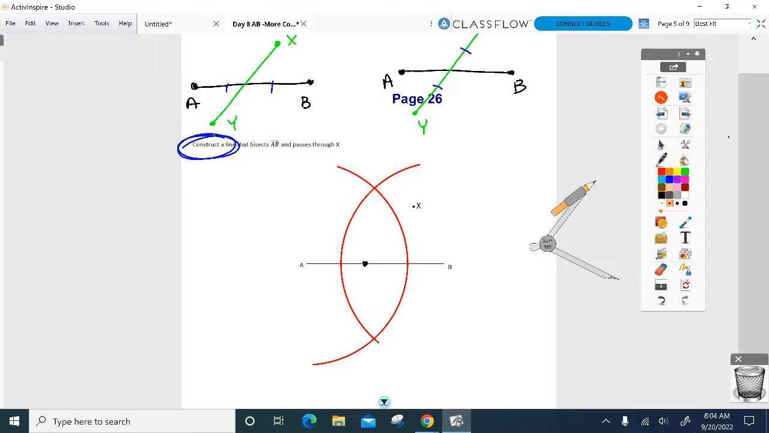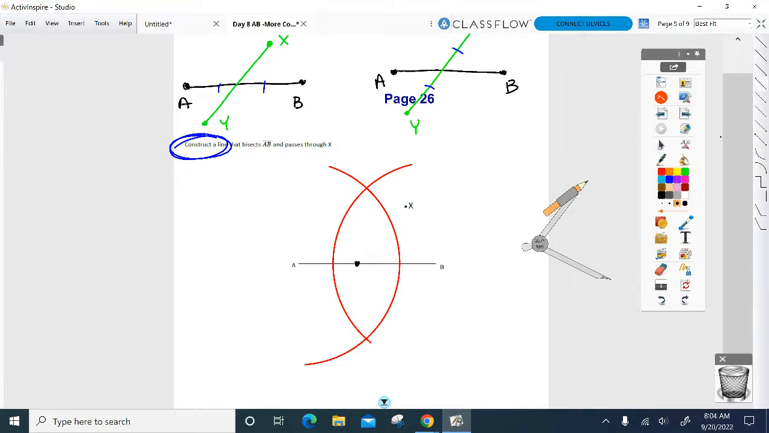Okay, now I line up X and my midpoint, and there's my bisector. So anytime I need a bisector, whether it be perpendicular or not, I can always use that construction. Only thing my diagram's missing? Hash marks, right? Hash marks. Not arrows.